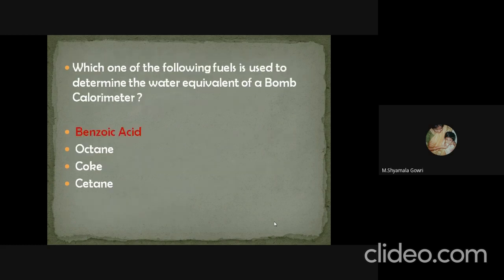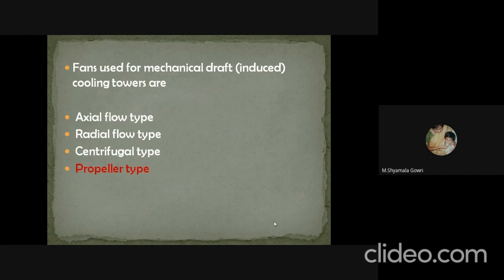Which of the following fuels is used to determine the water equivalent of a bomb calorimeter? Benzoic acid. This fuel is used to determine the water equivalent of a bomb calorimeter.